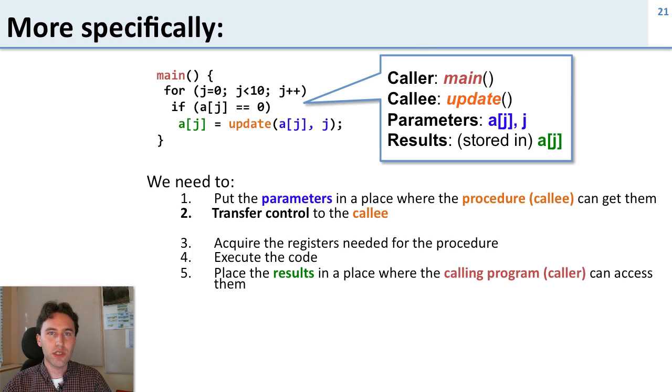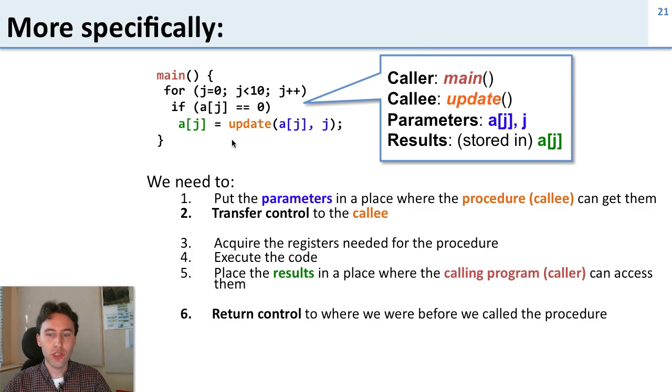Then we need to place the results of the procedure in a place where the caller can access them. So we need to take the results from update, and we need to put them somewhere where the main procedure, the caller here, can access them. In this case, it's A of j. And finally, we need to return control to where we were before we did the call. So we need to go back to wherever it was we left off in main so that we can continue on the next instruction in main.